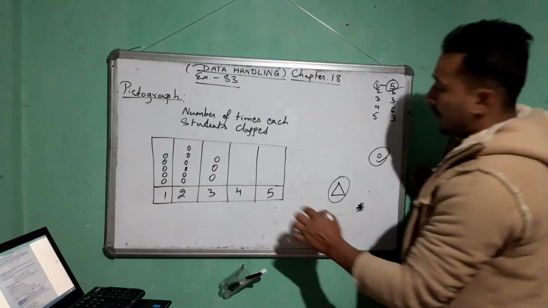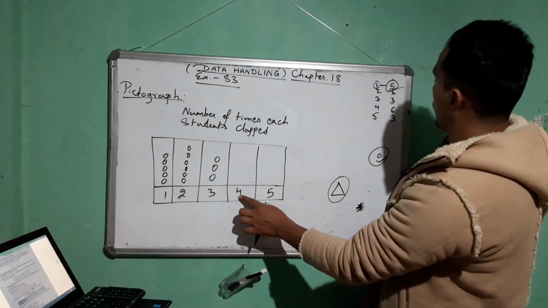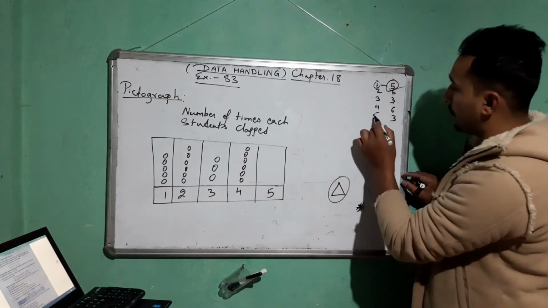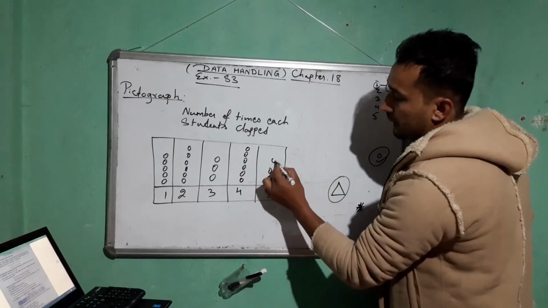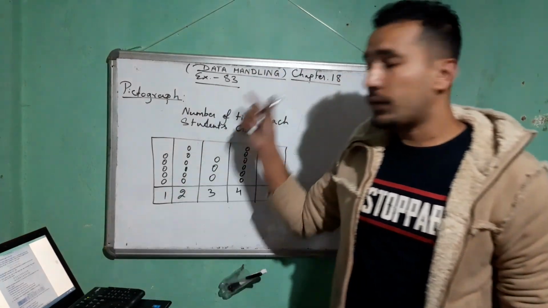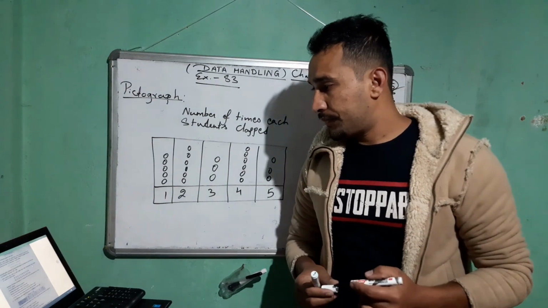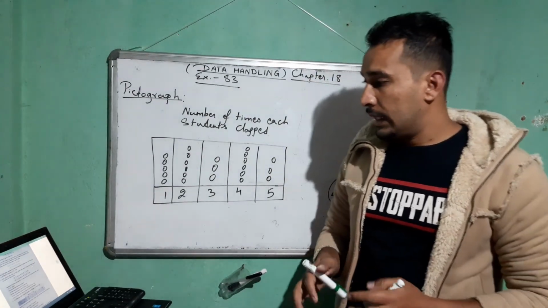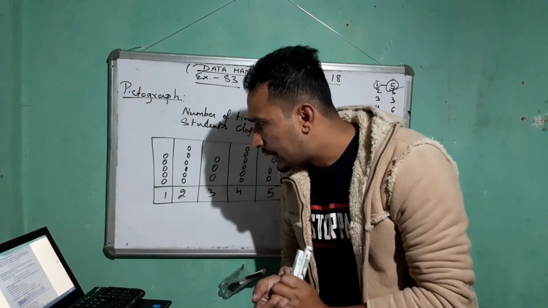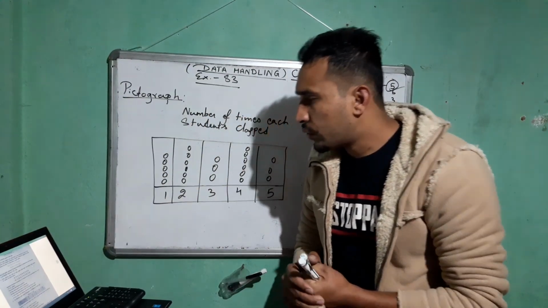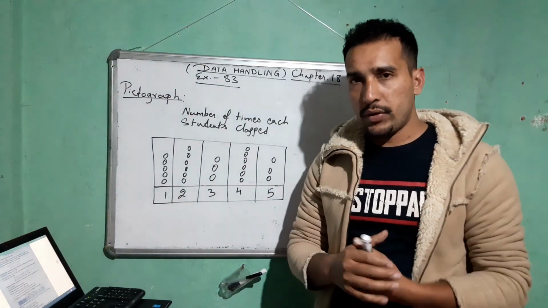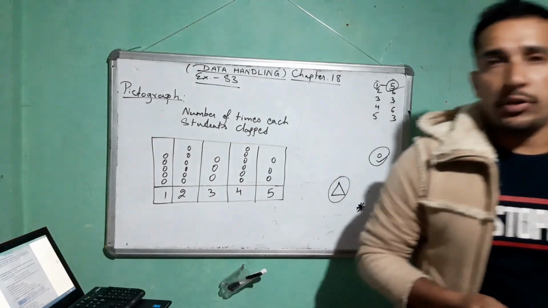So 3. Next, 4 claps is 6 students. 1, 2, 3, 4, 5 and 6. Next, 5 claps is 3 students. 1, 2, 3. So this is the pictograph of the given data. Okay, next question is also a similar type of question. So question number 2 is your home task. You do it and send me your work. Okay, thank you. This much for today's class.